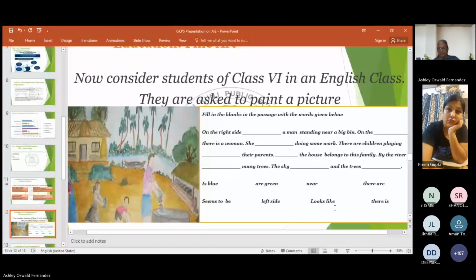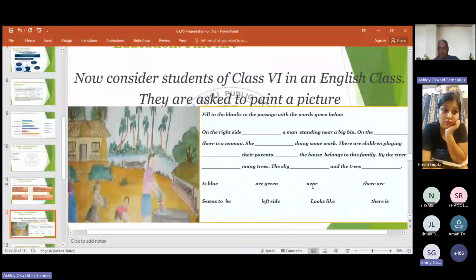That house belongs to this family. By the river, there are many trees. The sky is blue and the trees are green.